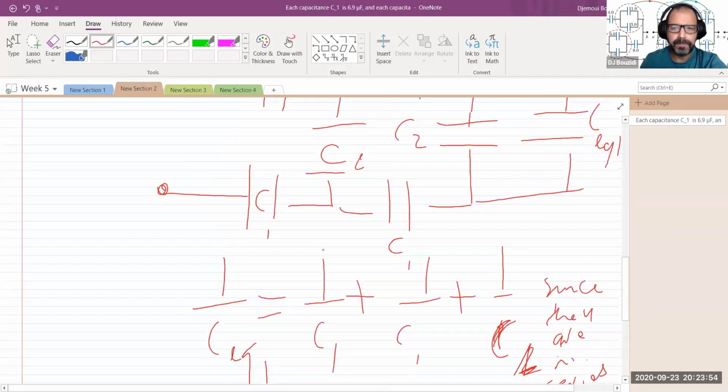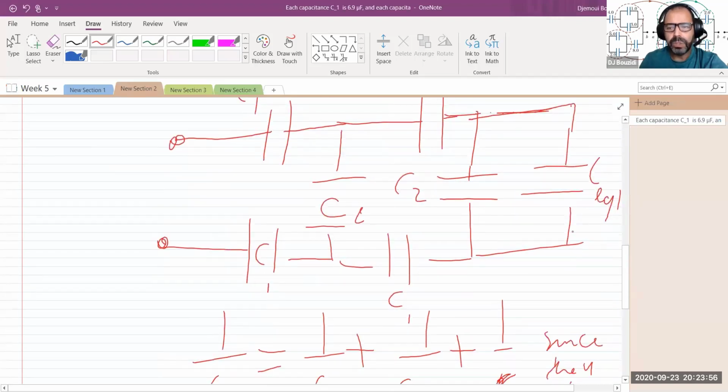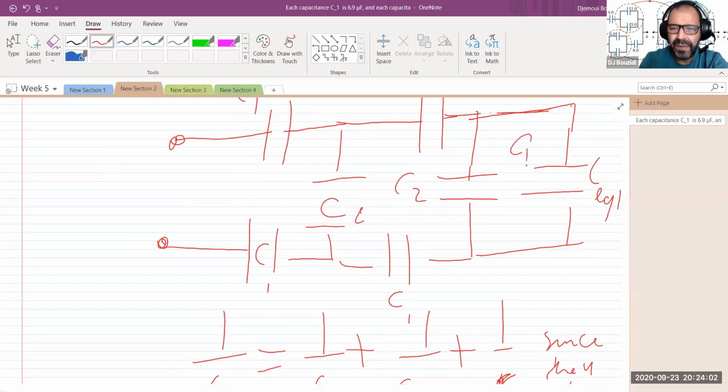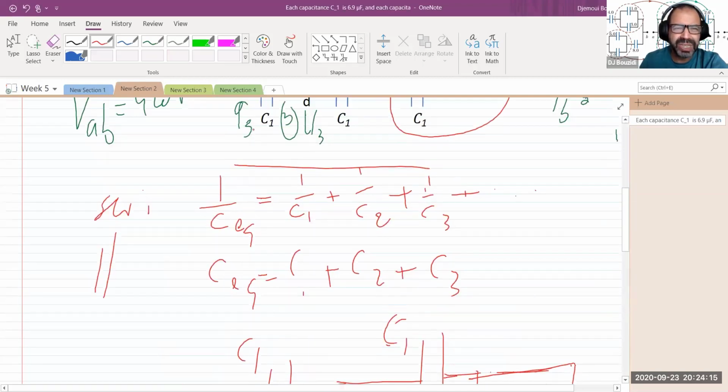C1 over 3. So I found C equivalent 1. This one is actually C1 over 3 numerically now. I found it, and I can plug in the number instead of 6.9 now. If you're curious, it's 2.3 microfarads. For this specific problem, I don't really need to.